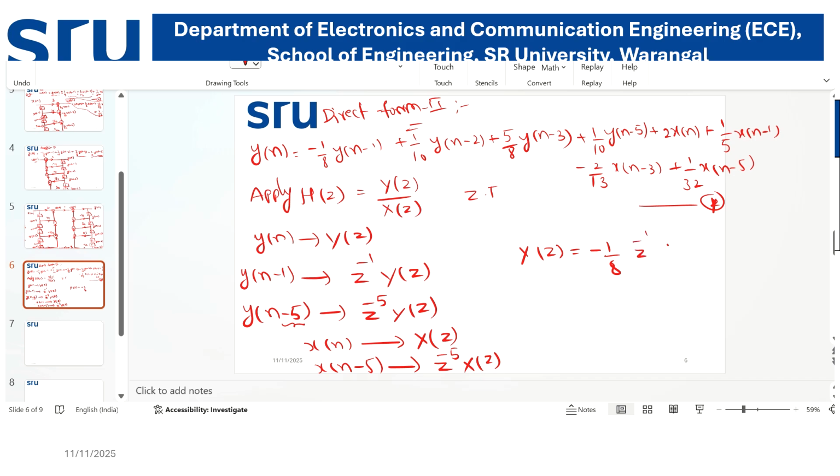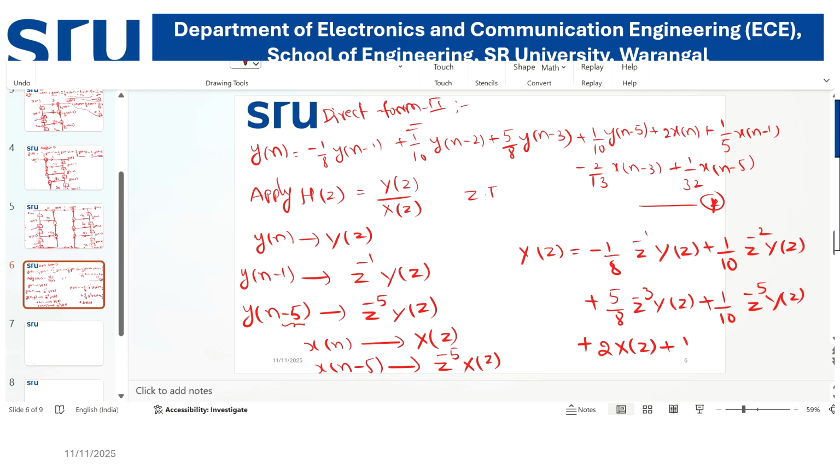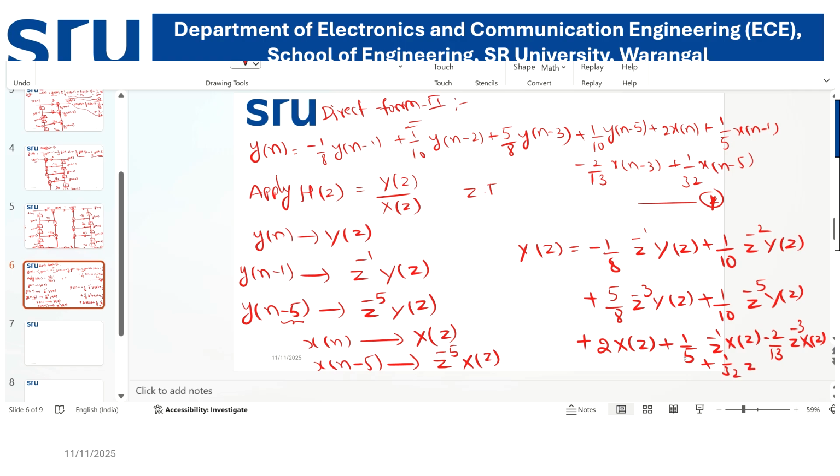Then z^-1 into Y(z) plus 1/10 z^-2 into Y(z) plus 5/8 into z^-3 into Y(z) plus 1/10 z^-5 into Y(z). Similarly, 2 into X(z) plus 1/5 z^-1 into X(z) minus 2/13 z^-3 into X(z) plus 1/32 z^-5 into X(z). So this is our z transformation.